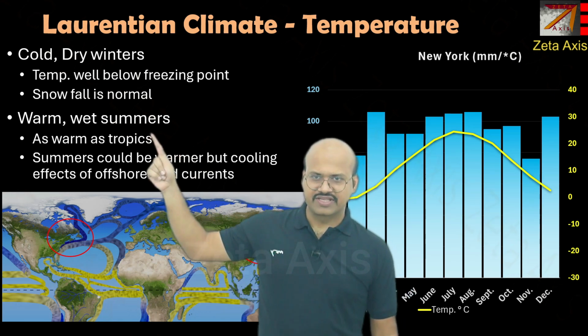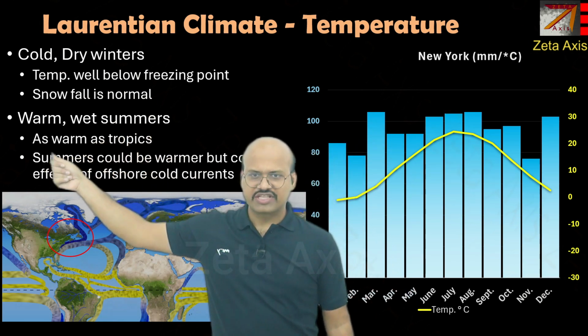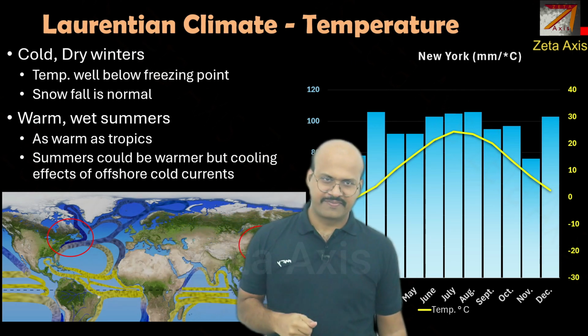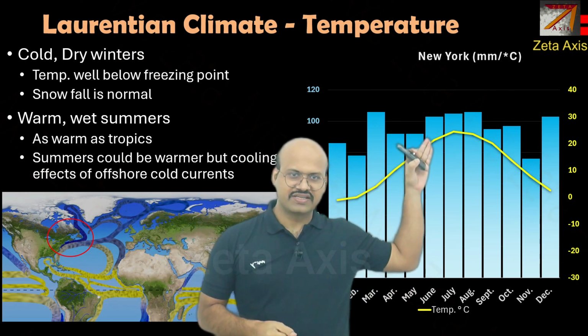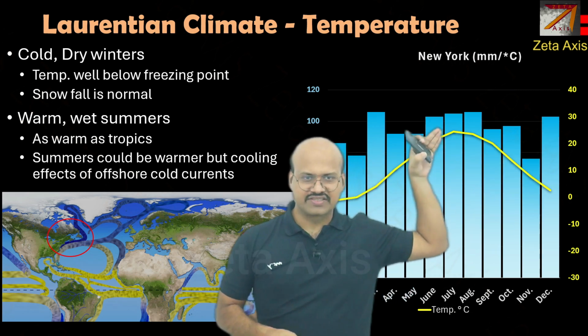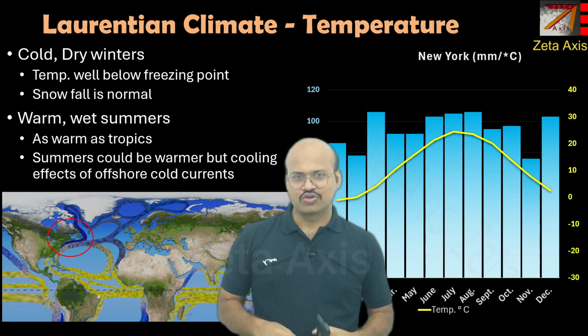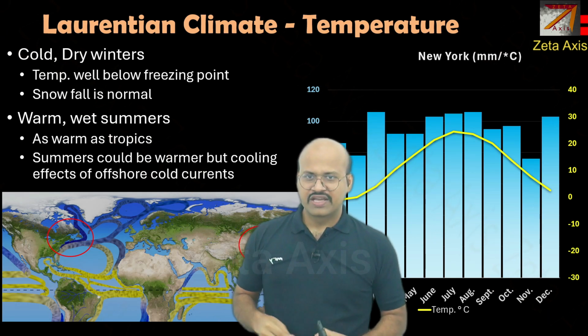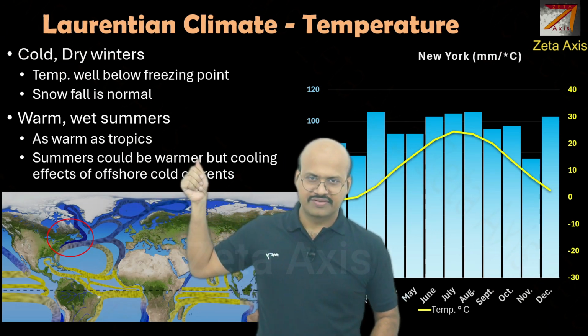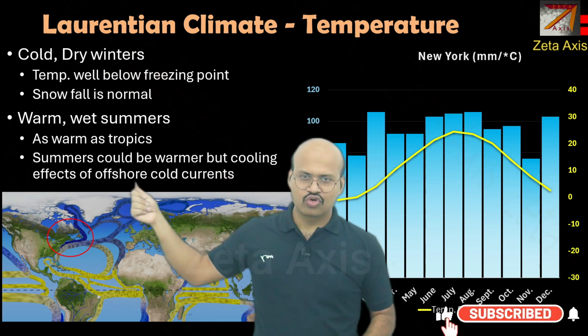If you see the summers, they are warm and wet, and they are as warm as tropics. So the temperature in the summer season we can see it is higher than 25 or even 26. So the average temperature of the summer is approximately equivalent to the tropical climate. Now the summers could have been warmer, but their temperature is reduced by cooling effects of offshore cold currents.